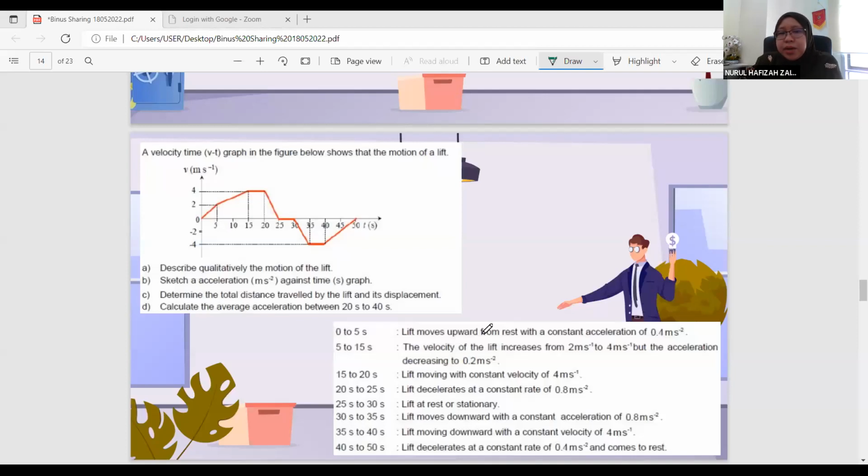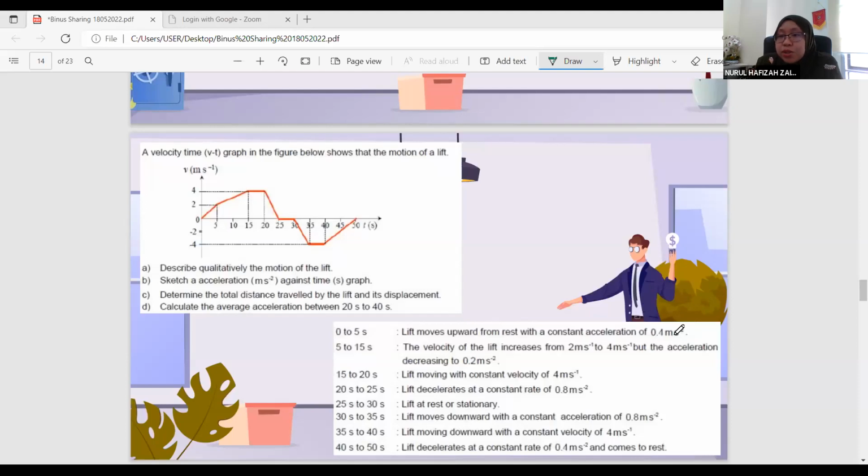How do we know it is from rest? Because V is equal to 0. It is static, stationary, doesn't move, with a constant acceleration. When you want to find the acceleration from the graph, you can find the gradient. This is 0, 0, and this is 5, 2, right? You just find the gradient, so the gradient is 0.4 meters per second squared. You know the acceleration, the pecutan, how fast the speed changes.